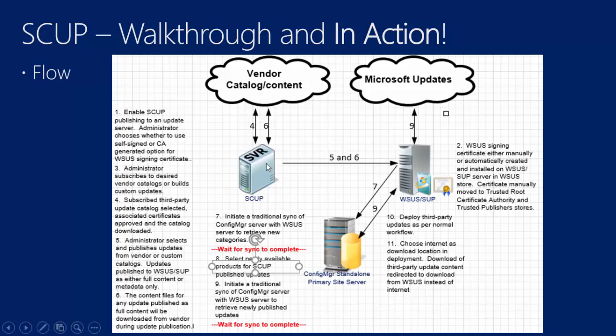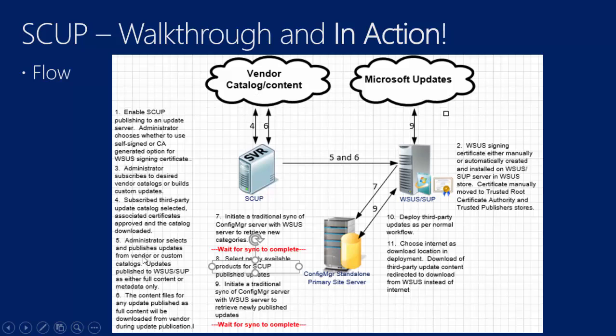Then finally, 3, the administrator subscribes to desired vendor catalogs or builds custom updates, or maybe your line of business developers build the custom updates. If you do subscribe to third-party catalogs, then step 4 is those catalogs need to be downloaded along with any associated certificates. So I did that, and you saw me approve the certificates. That's step 4, where the SCUP application is going and downloading the content from the vendor.